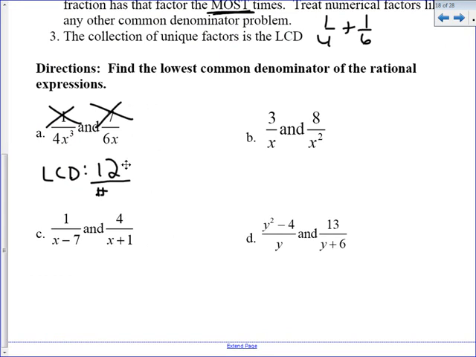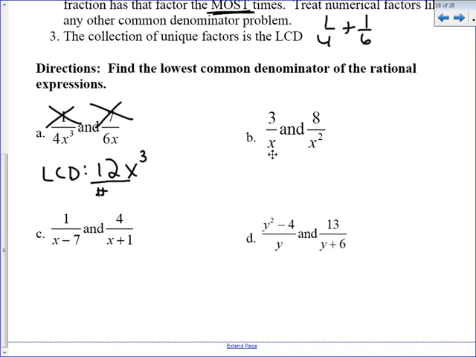So my LCD is 12x cubed. The reason being, I can multiply 4x cubed by something to get up to 12x cubed. I'd multiply it by 3. I could multiply 6x by something to get it up to 12x cubed. I'd multiply it by 2x squared. So when we're thinking of common denominators, we're building our fractions up to them, unlike a greatest common factor where we're taking stuff out. It's the opposite idea there.